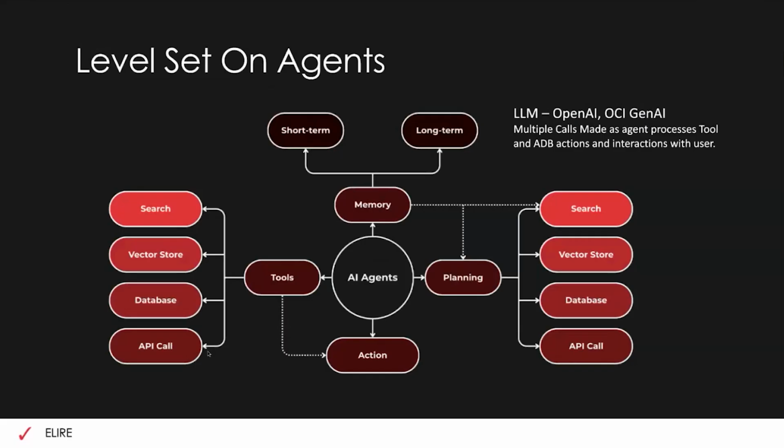Very quick, I want to level set on agents. So the basic architecture here is that when a user asks a question, okay, what is my vacation balance, they're just asking the system. The system is then supposed to return, oh, you don't have any days left. You've already used them up.